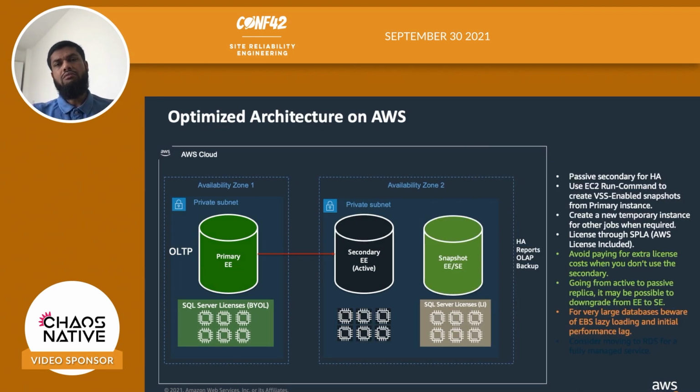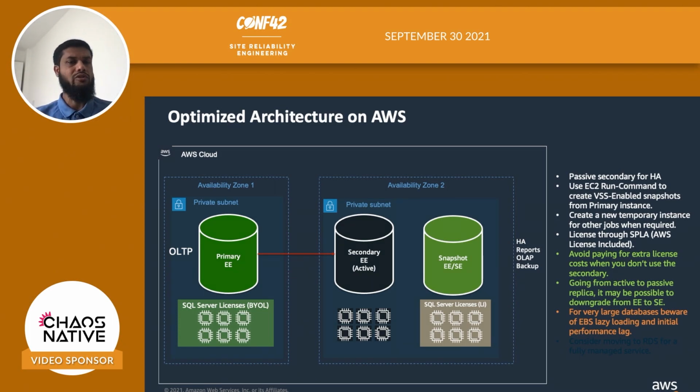Now let's change it a bit. My OLTP workloads are coming into the primary, but my secondary instance itself is passive and is waiting to take over. There is no activity on that instance, so I don't have to pay for licensing for it. So I only need 6 cores. In this scenario, I can create a VSS snapshot of the secondary instance, and I spin up another instance from that.